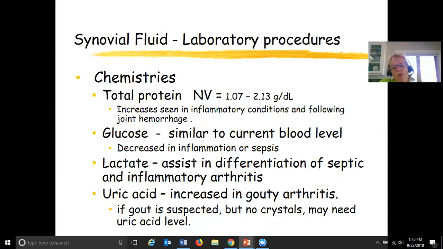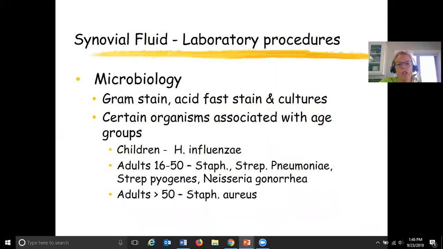They can have gout and you may not see a crystal, so you always need to do that uric acid level. If it's high in a person, it's very likely that they do have gout and just haven't particularly formed the crystals yet. In microbiology, you'll do a gram stain and you'll do acid fast. Sometimes the tubercular or other acid fast bacteria may end up in a joint.